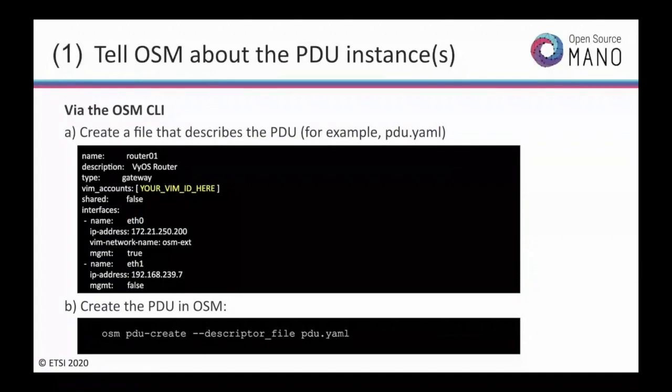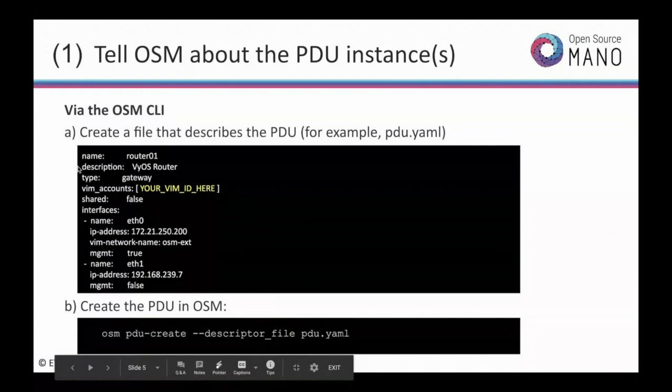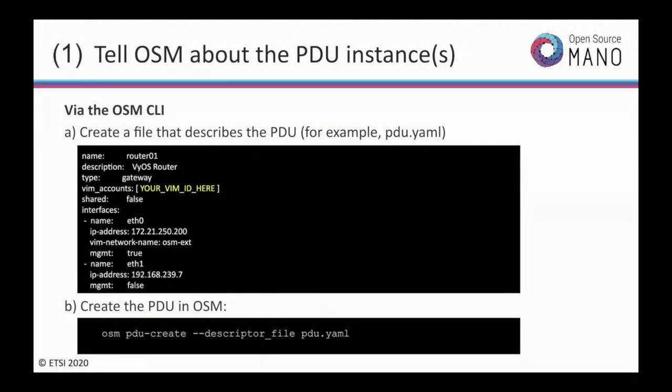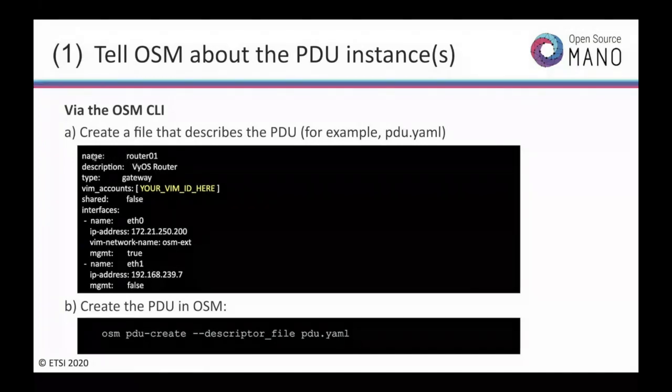What you have to do is create a file. You have 2 options. You can create a file, or if you feel more comfortable, you can do it through the dashboard. I will explain how to do it. So create a file in your VMs with this content or a similar content. It needs to have a name and a description, which is free. You can put whatever you want. But the type is very important. Remember that the PDU matches the PNF descriptor with this type. So we will put gateway.